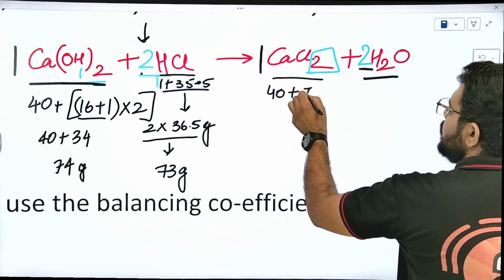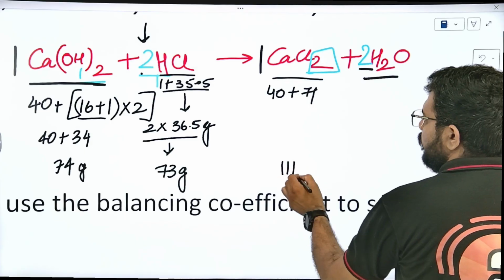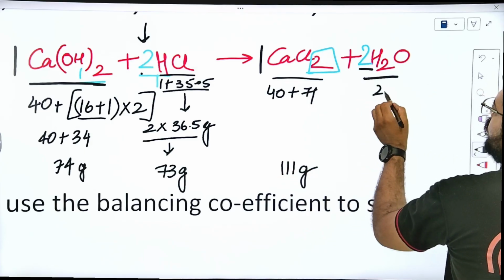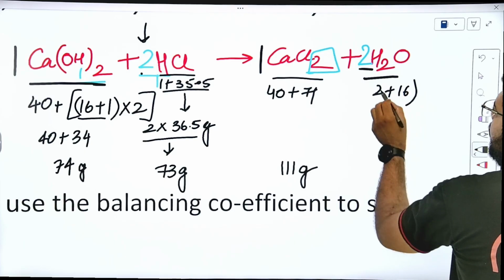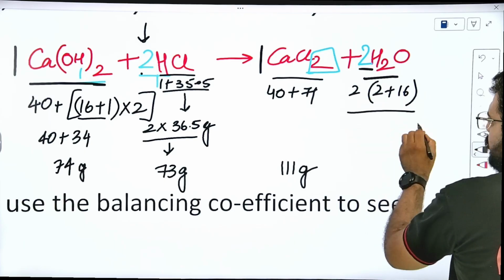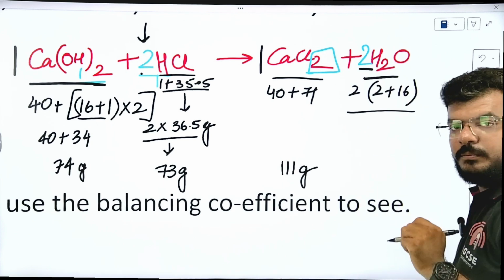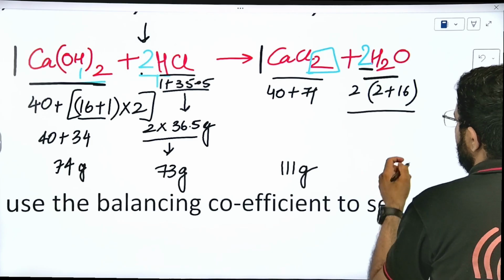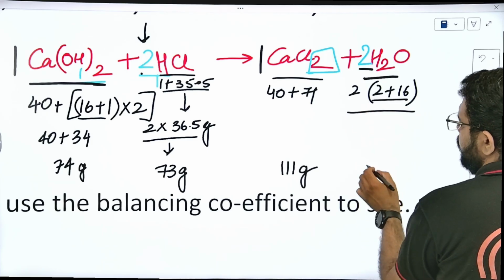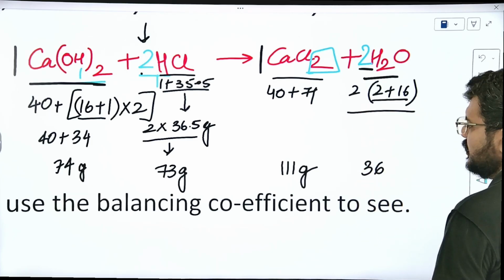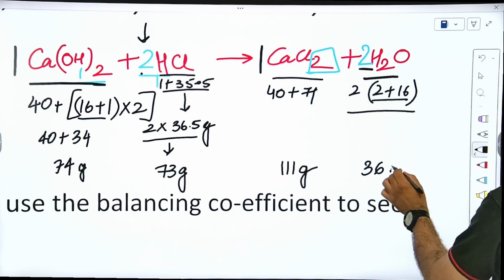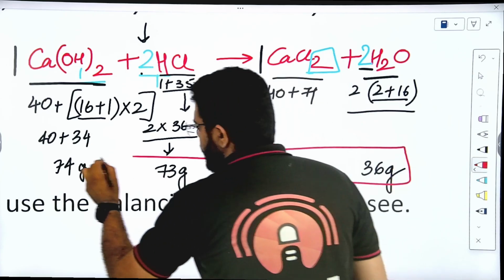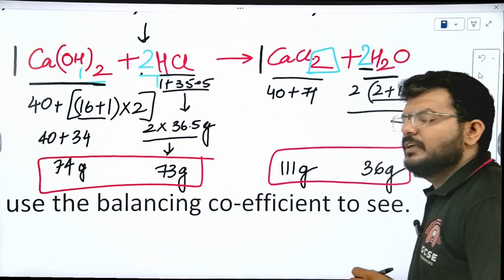I think we just found out that this was 111 gram, and we can find out for water it is 2 plus 16 into 2, right? So 18 is its relative molecular mass, but multiplied by 2, how much water do we get? So 18 twos are 36, right? Now, as simple logic, the addition of these two should be equal to the addition of these two, right?